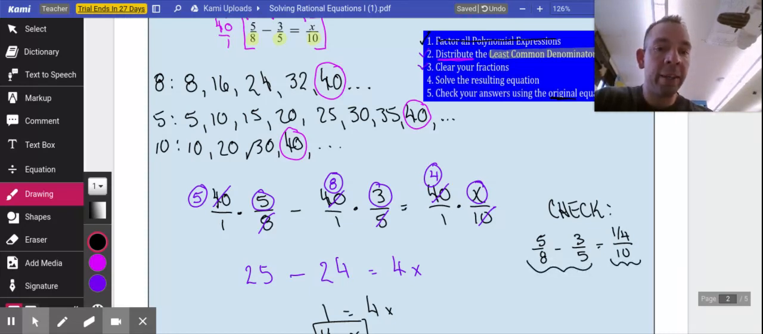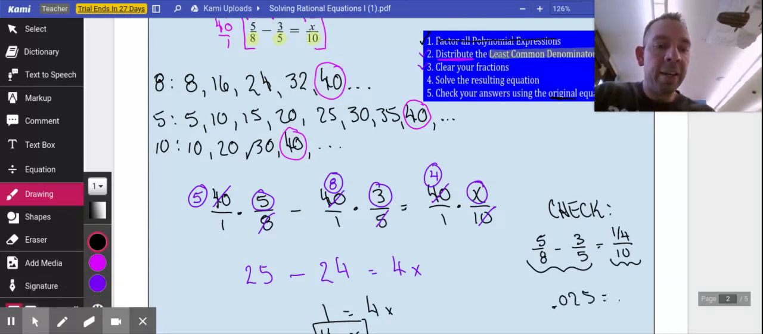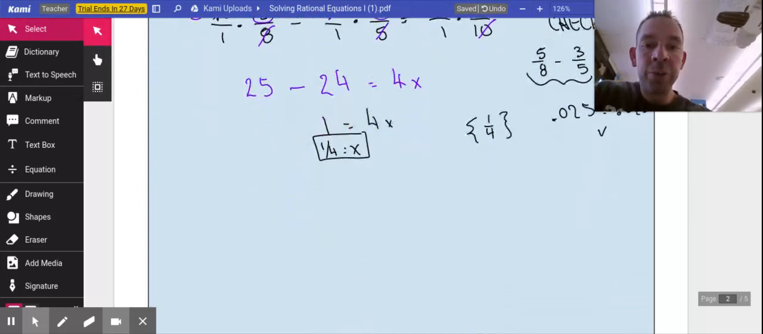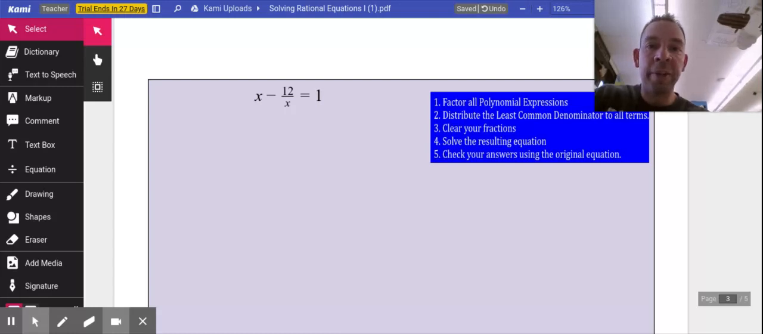I think we're going to get 0.025 and also 0.025 over here. So we check, and our final solution is indeed 1/4. We do want to be very diligent with those checks, because I think we will run into some extraneous solutions like we've seen in some earlier topics that we worked on earlier this year.